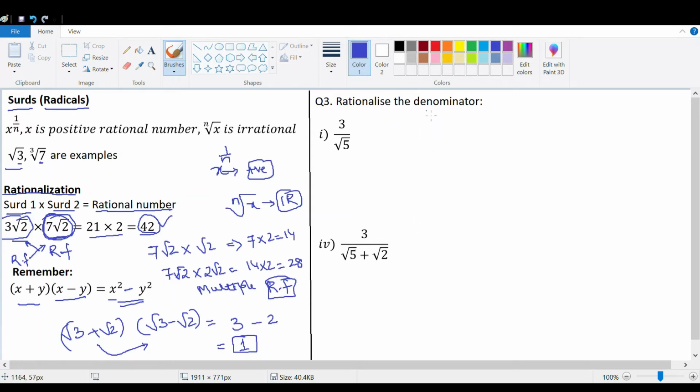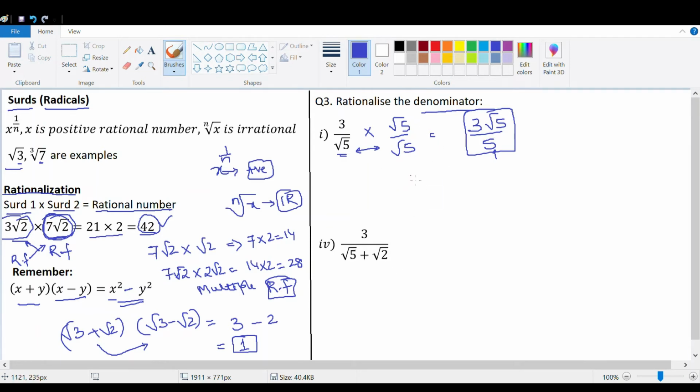So it says rationalize the denominator. Basically, it means that I have to multiply it with the rationalizing factor of the denominator. The smallest rationalizing factor would be root 5. So this becomes 3 root 5 upon 5. The objective of rationalizing is to remove the irrational number from the denominator. So now the denominator is a rational number. That's the basic objective, because having an irrational number makes it very difficult to calculate the value.